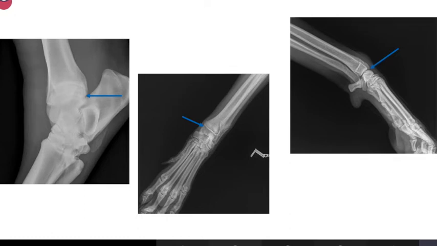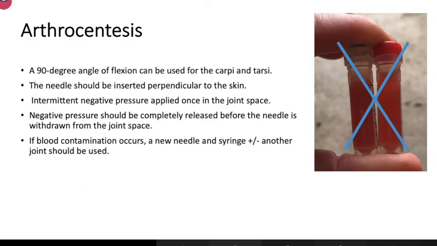Generally it's easiest to access the joints if the limbs are flexed by 90 degrees. A 90-degree angle at your carpus and tarsus can open up those joint spaces as well. And once you're in the joint, you want to apply intermittent negative pressure, which you then want to release before you withdraw the needle from the joint space. That's just to reduce the risk of blood contamination from subcutaneous vessels as you're coming out.